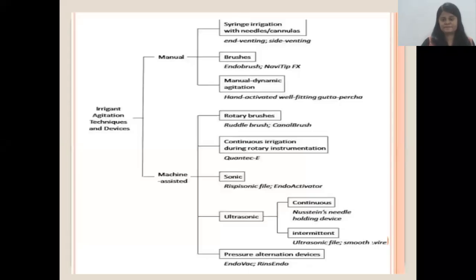what type of method of delivery is used for the irrigant. This flow chart tells us about the different types of irrigation or agitation techniques available: manual and machine assisted. Manual includes syringe irrigation, brushes, and manual dynamic agitation of the irrigating solution. Machine assisted includes rotary brushes, continuous irrigation technique using rotary instrumentation, sonic, then ultrasonic methods which include continuous and intermittent, then pressure alteration devices.